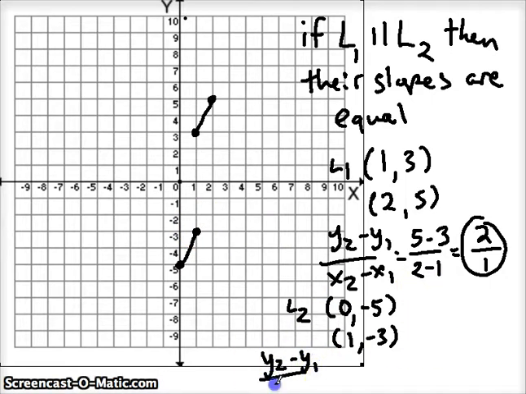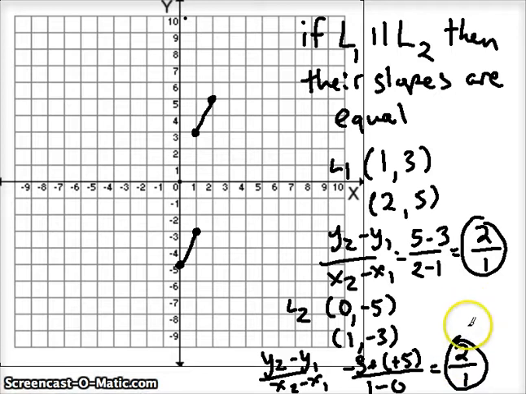y2 minus y1 over x2 minus x1. So we're going to do negative 3 minus negative 5. And that's a double negative, so it's going to turn into an addition. And then we got 1 minus 0. So negative 3 minus negative 5 turns into addition, so we have negative 3 plus 5, that gives us positive 2. 1 minus 0 is 1. So that's the slope of our second line. That's what it looked like, up 2 over 1. That's what our equation says it is.